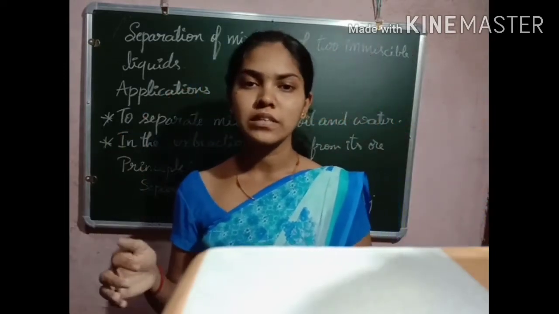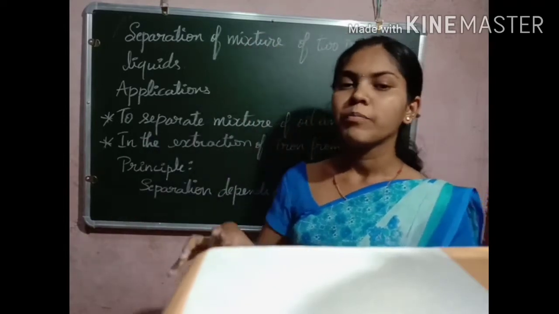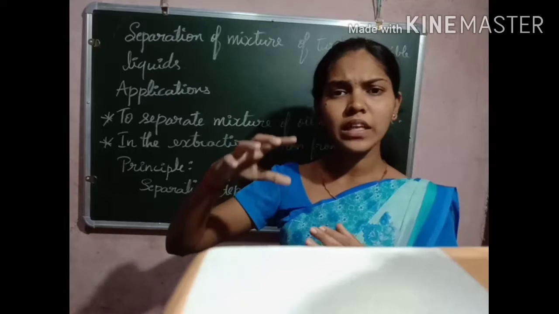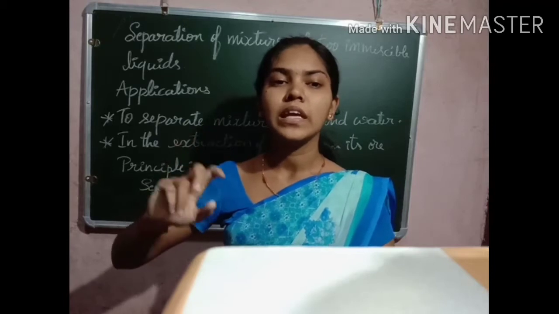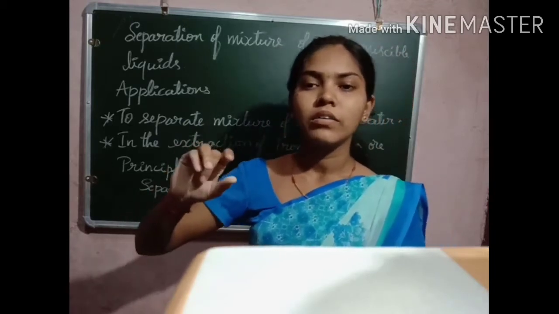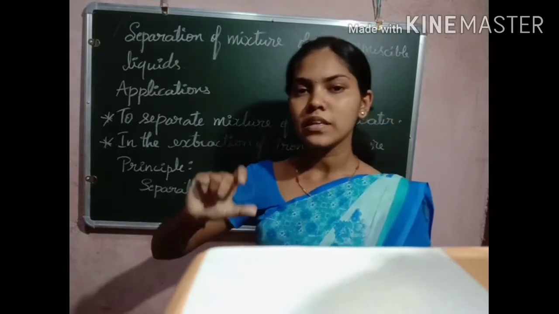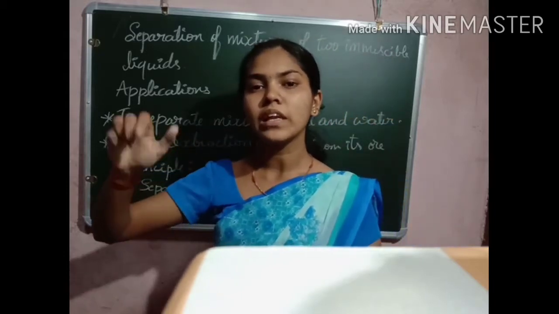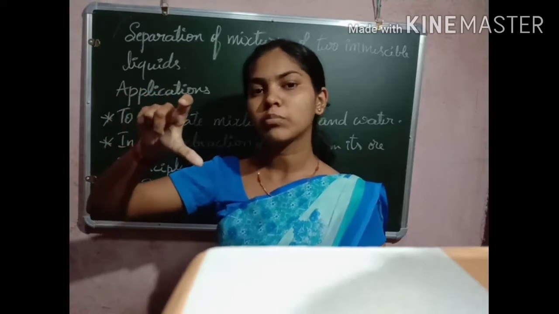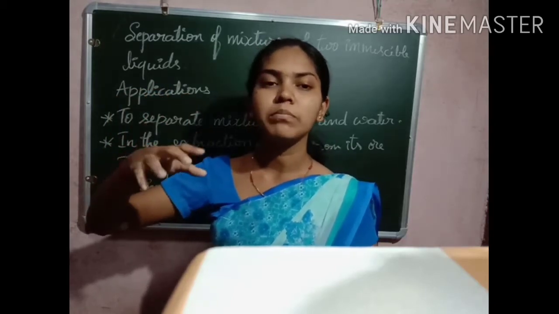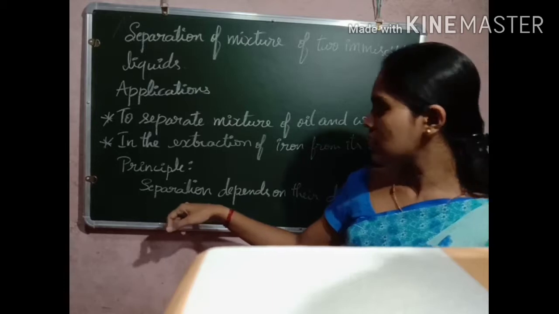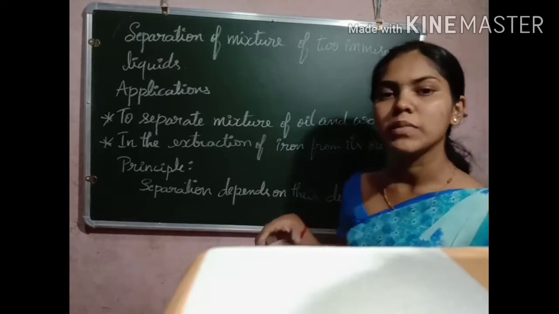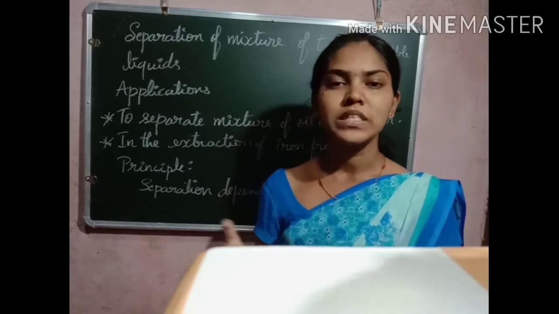This method is used. So which principle is used here? Whenever there is a mixture of two immiscible liquids, their density may vary. Their density is not similar. The one with the higher density will settle down, and the one with the lower density will float on the topmost level. So based on the density, we can separate these two liquids. The principle used here is that separation depends on their density.